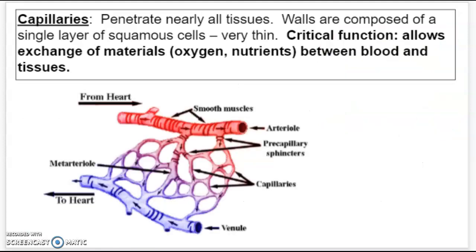So here's another picture of the capillaries. This right here is where the gas exchange is going to take place, and that's because they're very thin. They're just made of that simple squamous that we talked about, so that it can allow the oxygen to get into muscles and organs and bring the carbon dioxide out.